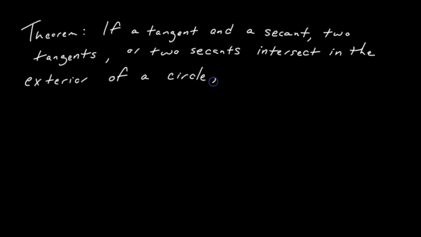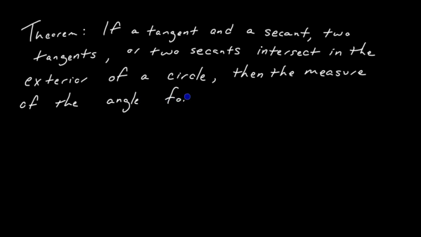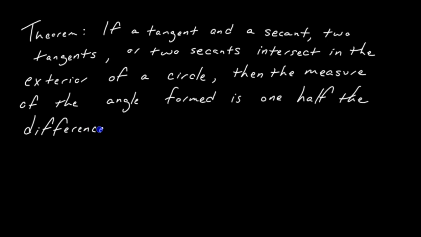the measure of those angles, this is a slightly harder one here, just the wording of it. Then the measure of those angles formed is 1/2 the difference, and difference means subtraction. The last one was sum, this one's difference. It's 1/2 the difference of the measures of the intercepted arcs.